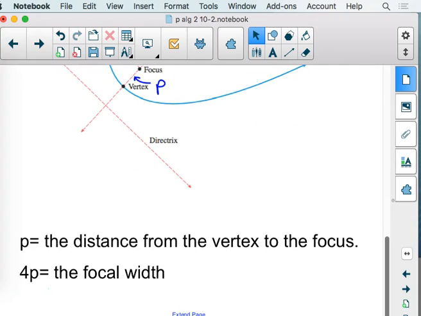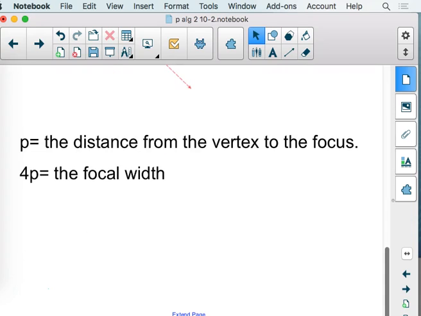And like it says, P is the distance from the vertex to the focus, and 4P is called the focal width. And I actually added that. This book doesn't get into focal width, but in pre-calculus, we use that all the time because it's a really quick and easy way to graph parabolas without having to make a table. And if we don't need tables, we don't want to use them.